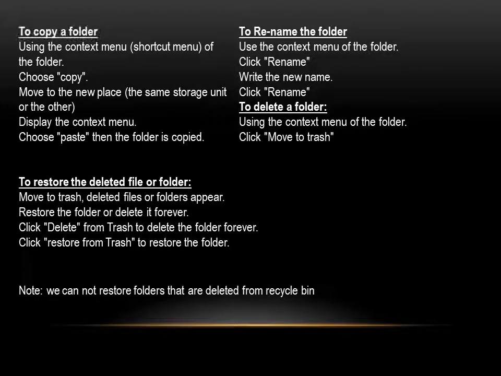To copy a folder, right-click on this folder, the shortcut menu will appear, choose Copy, move to another place or the new place where you want to copy this folder, display the context menu by right-clicking, then click Paste or choose Paste from the context menu. To rename the folder, use the context menu or shortcut menu, choose Rename, write the new name, click Rename.